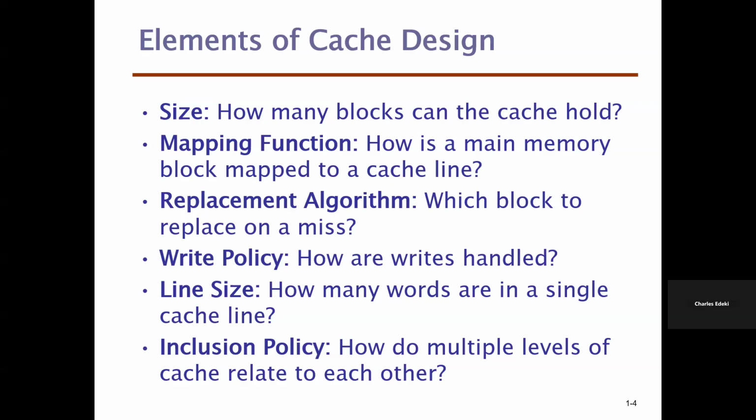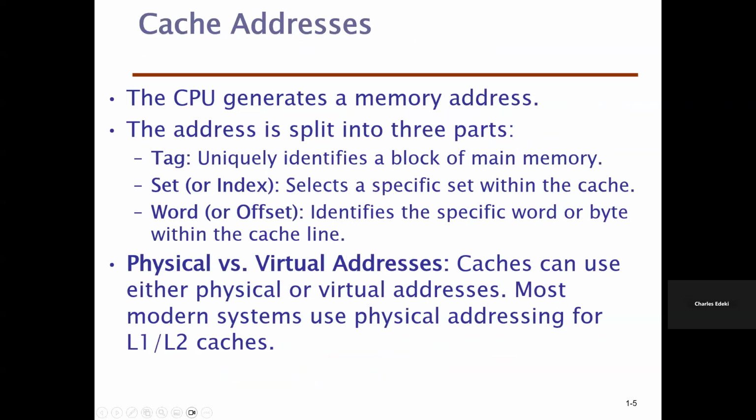Then we have the inclusion policy. We're discussing the concept of inclusion from the previous chapter: how do multiple levels of cache relate to each other? So the next is cache addresses. And here we are talking about the CPU generating a memory address.